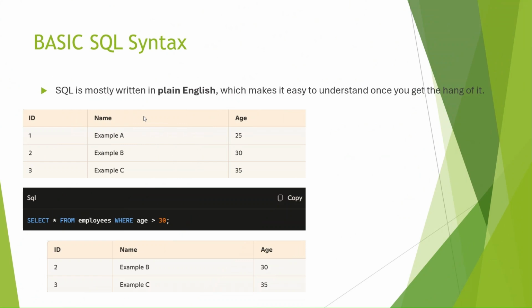Let's have a quick look at the basic structure of an SQL query. SQL is mostly written in plain English, which makes it easy to understand once you get the hang of it. Here's a simple query to start with. SELECT * FROM employees WHERE age > 30. This query uses the SELECT keyword to tell SQL that we want to retrieve data. The FROM keyword specifies which table to pull the data from, in this case, the employees table. The WHERE clause filters the results based on a condition. In this case, we are looking for employees who are older than 30.